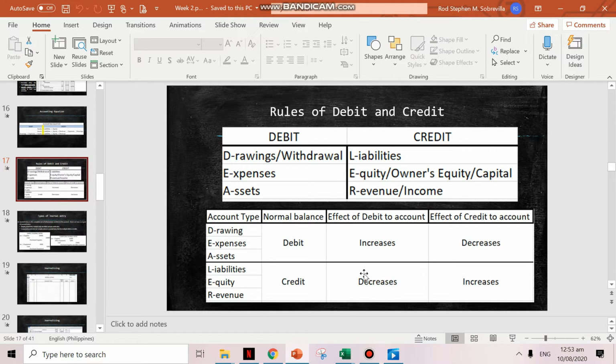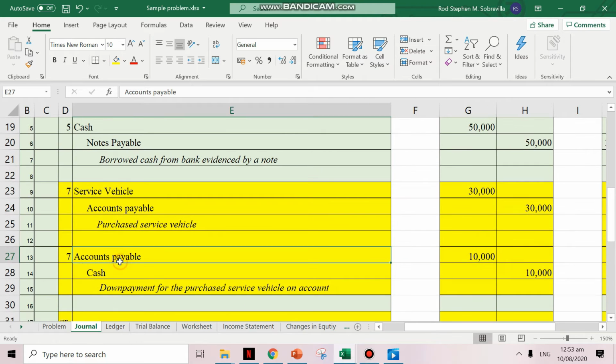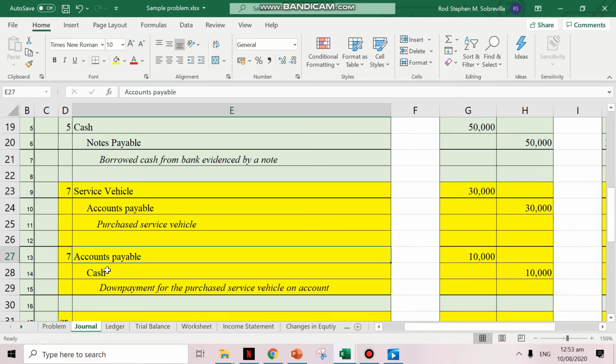So, pag nag-decrease ang LER or liabilities, debit siya. So, entry natin: debit, accounts payable, and then since nag-down payment tayo, nabawasan ng asset natin under DEA. So, credit tayo ng cash for the amount of 10,000.